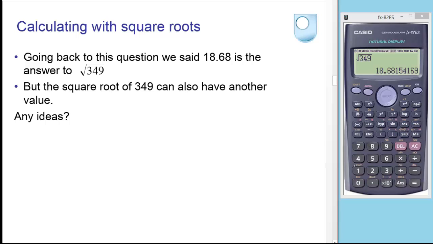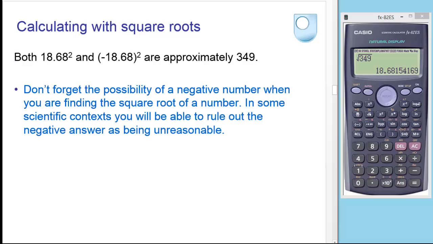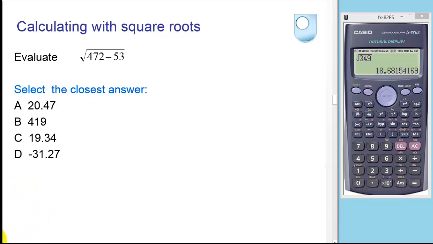So this has returned the value of 18.68 and so on. But of course the square root of 349 can also have another value, and of course the other value is the negative equivalent of that, because if you actually square minus 18.68154, you'll actually get 349 as you do with squaring the positive value. But I'd now like to have a go at doing some calculations with square roots.